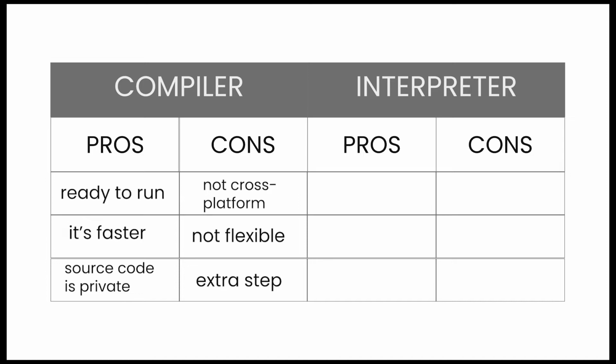Now let's move on to the pros and cons of interpreted languages. First of all, the pro of interpreted languages is that they are usually cross-platform. That means you can run a program written for a particular platform on another platform. So if you have written a program for Windows in an interpreted language, you will also be able to run the same program without any change on other platforms like Mac or Linux.